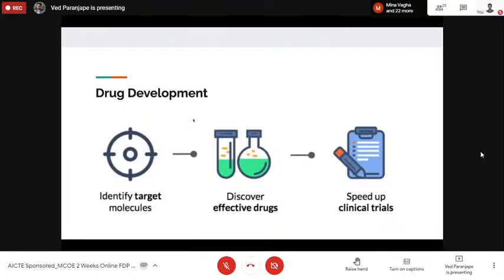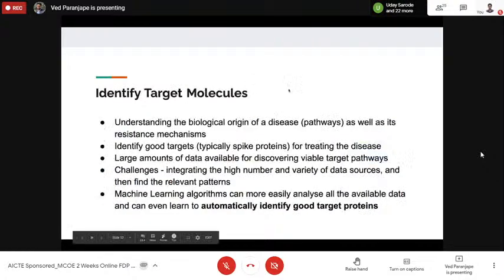Drug development is another very important application of AI. We are all suffering, we are in the midst of a pandemic. Drug development follows these 3 steps. First is identify the target molecules. Second is discover effective drugs, and third is speed up clinical trials. I'll explain what each step does. We'll go point by point. There's a lot of content on this slide.